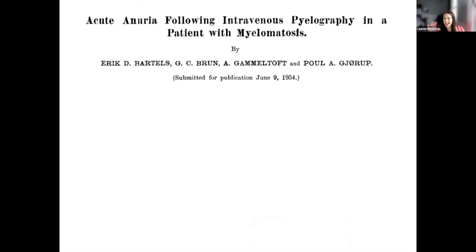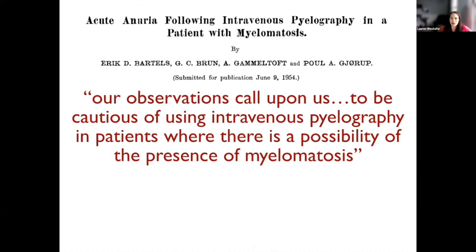And it turns out this whole idea of contrast-induced nephropathy came from a case report submitted for publication in 1954. It was acute anuria following intravenous pyelography in a patient with myelomatosis. This is interesting because this person had a very prolonged stay. They were admitted, they were pale, they had hepatosplenomegaly, and they got various workups in the hospital. And they said their observations call upon us to be cautious of using IVP in patients where there's a possibility of the presence of myelomatosis. Okay, fair.